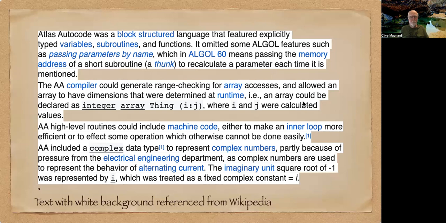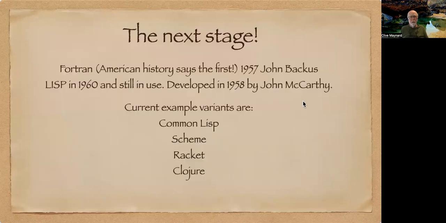So it was a fairly sophisticated programming language. It also could directly include routines at the machine code level to get improved efficiency. So Autocode was pretty important. If you, however, are looking at this from an American point of view, then Fortran will be claimed to be the first high-level language, basically from 1957, which is about 4 or 5 years after Autocode. And then Lisp came along in 1960.